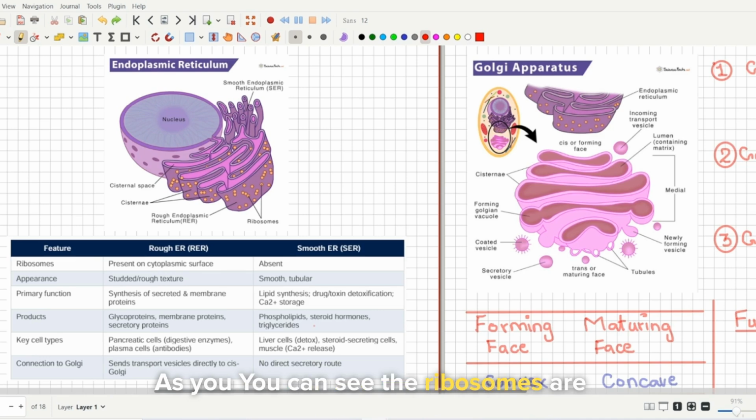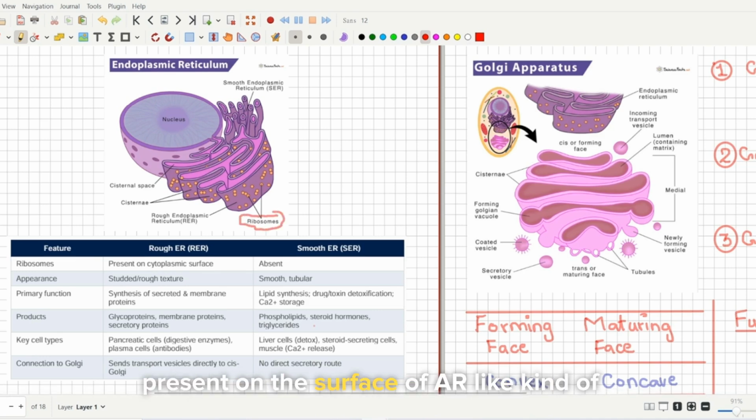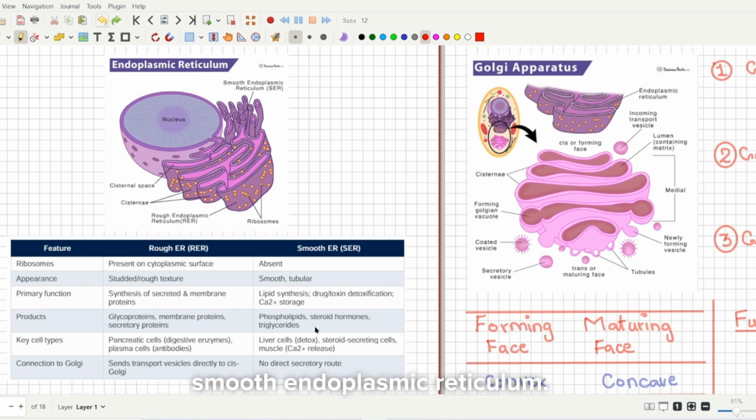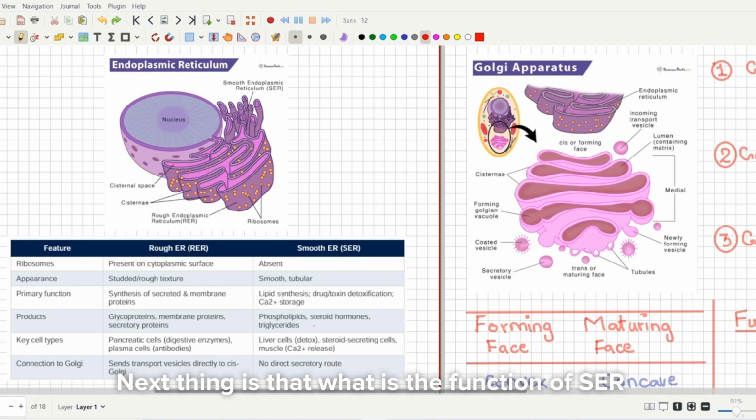As you can see, the ribosomes are present on the surface of RER like dots and bulges, and these bulges cause the surface of RER to be rough. That's why it is called rough. SER does not contain any ribosomes, so its surface is smooth, and it is called smooth endoplasmic reticulum. Next, what is the function of SER? We know RER contains ribosomes, so its function is protein synthesis. What about SER?